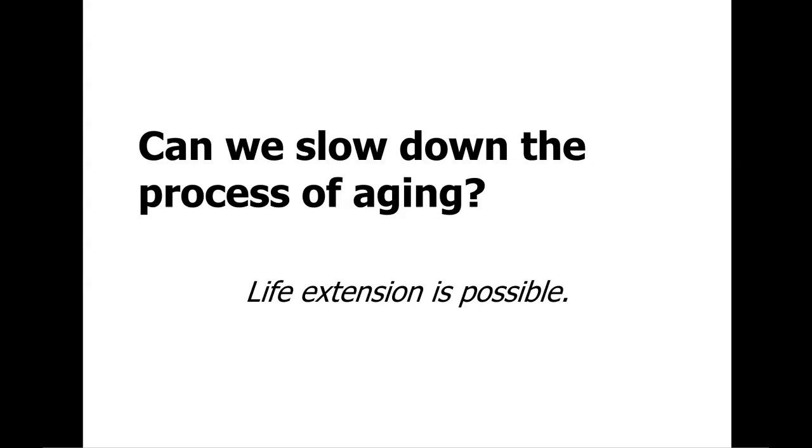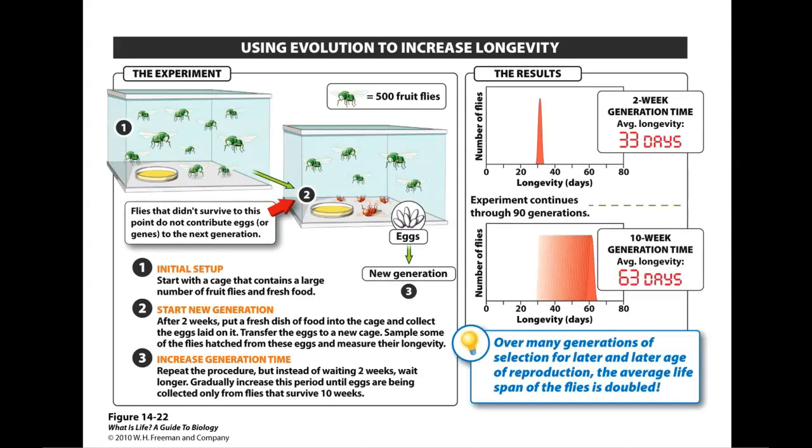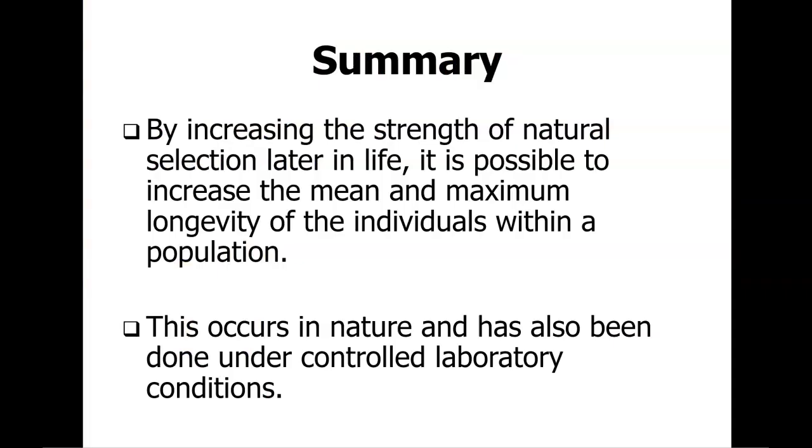Is life extension possible? Well, like we said, we talked about that with our fruit flies, and here is a result of how they actually took it from the 20 hours. It went to 33 days, and then ended up with a 63-day lifespan. So by increasing the strength of natural selection later in life, it's going to be possible to increase the mean and maximum longevity of the individuals within a population. This occurs in nature and has also been done under controlled laboratory conditions.